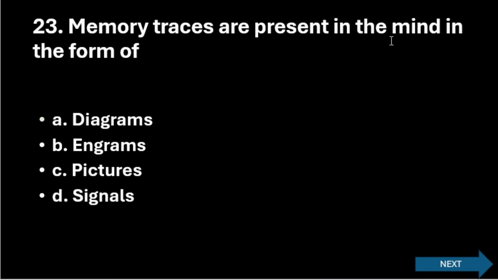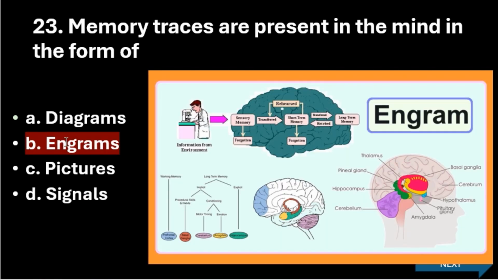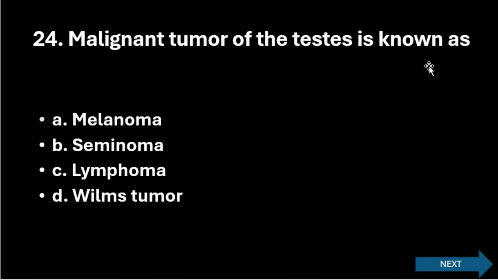Memory traces are present in the mind in the form of: A diagrams, B engrams, C pictures, D signals. Here the answer is engrams. The memory traces are present in the mind in the form of engrams. Malignant tumor of testis is known as: A melanoma, B seminoma, C lymphoma, D Wilms tumor. Here the answer is seminoma.